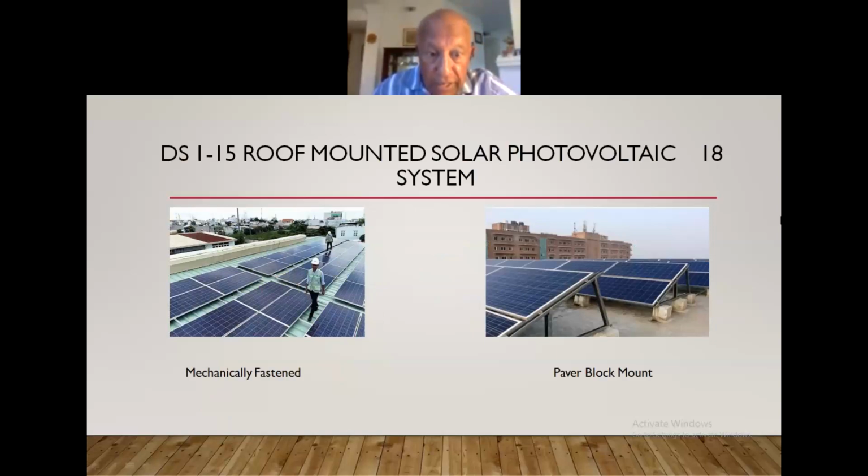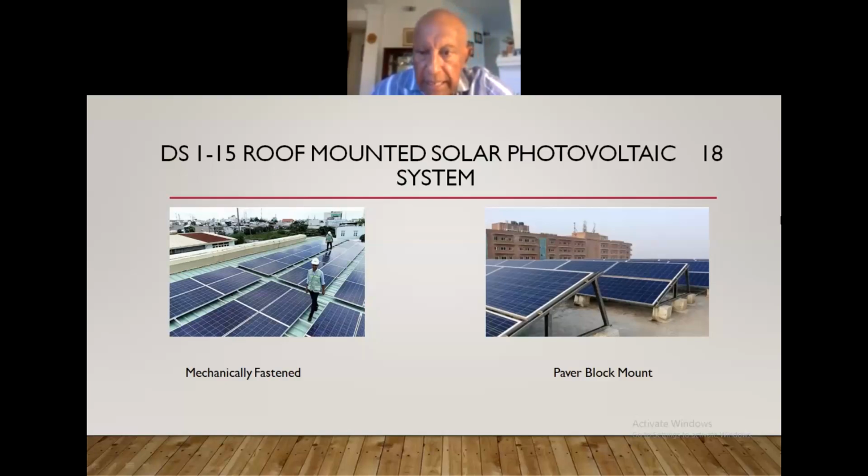Roof-mounted solar photovoltaic systems. And this datasheet contains all the details you need to install them successfully. I want to draw your attention to two different problems. One is the solar panels are mechanically fastened. That means they are attached through the roof into the building and fastened with nuts and bolts. That causes penetration of the weather-tight roofing surface. Those penetrations can be sealed. However, owners sometimes don't like this.